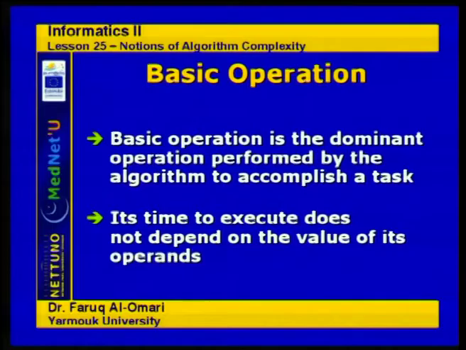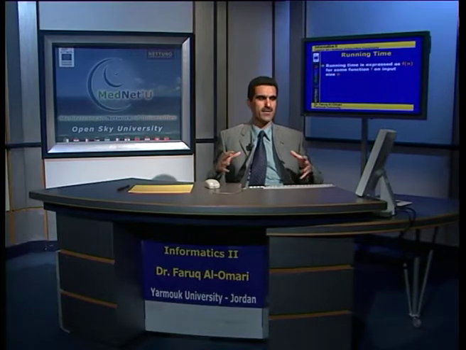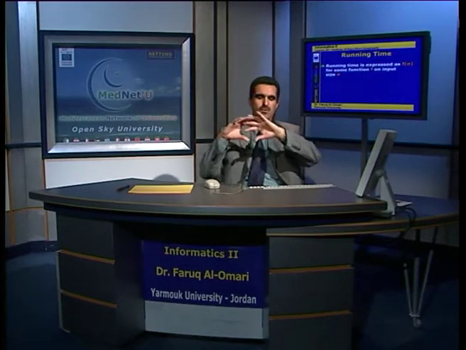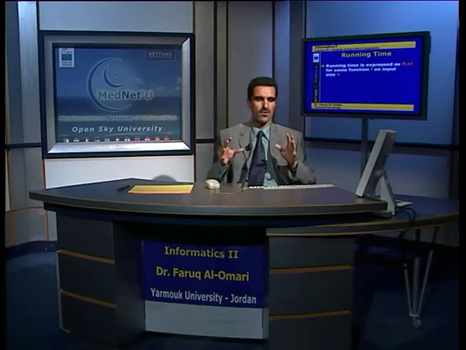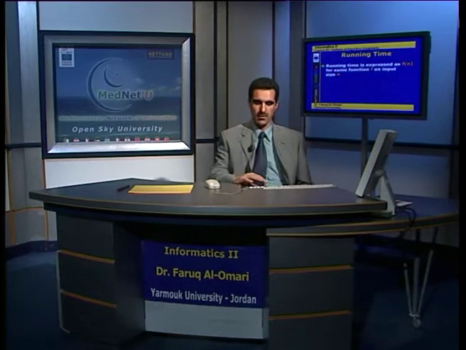So its time to execute does not depend on the value of its operands. All right? It only depends upon the number of operations. Running time is expressed as a function of n, where n is the size of the input, and f is some sort of a function defined on the number of inputs. Okay? So basically, if I have a list of size 1,000, then the running time is going to be approximately some sort of a function based on n.